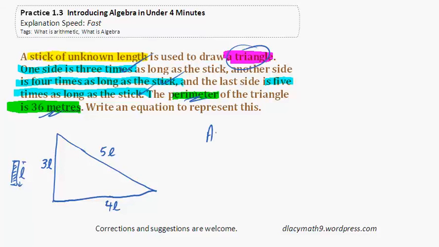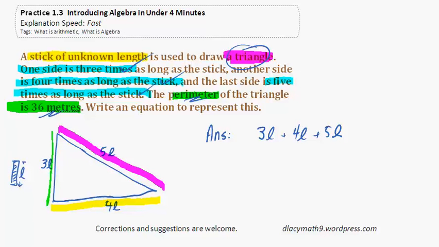So here we go. Here's the answer, which is that 3 times the length, which was this side, plus 4 times the length, which was that side, plus 5 times the length, which is this side, all adds up to 36. And I know it adds up to 36 because that was in the problem. This is the answer to the question.